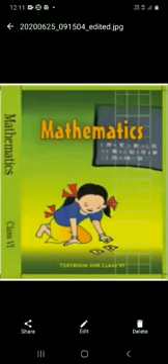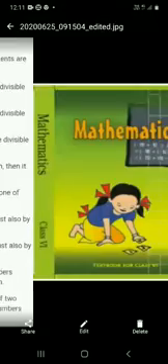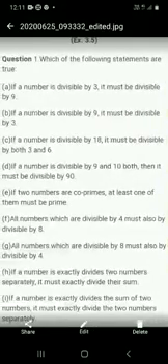Hello class 6th. Today we will go through exercises 3.5, 3.6 and 3.7 of the chapter Playing with Numbers, in which we understand HCF and LCM and how to find them. So now I will start exercise 3.5.